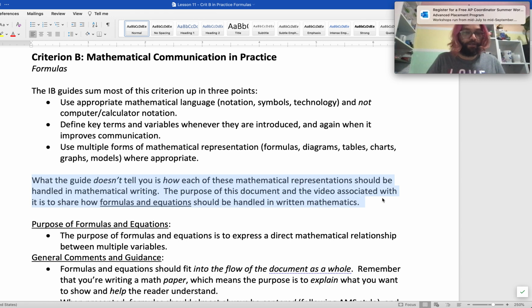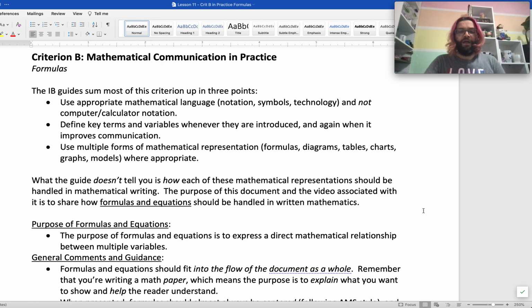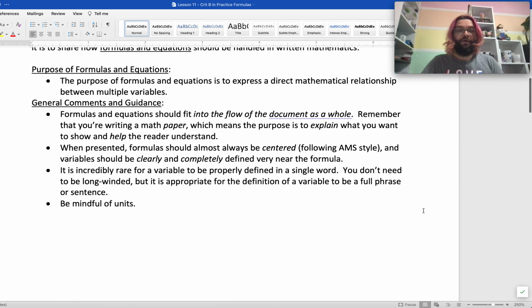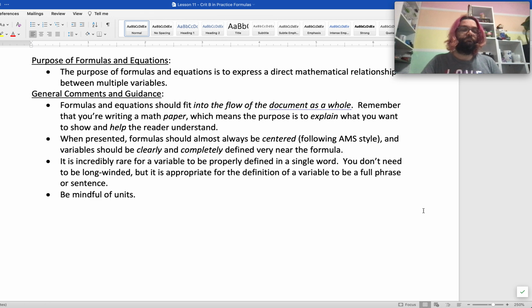handled in mathematical writing. So the purpose of this document and the video associated with it is really for me to share with you how formulas and equations should be handled when you write them in math. And you've seen a number of these through the mini IAs that I've given you, but I wanted to cover this one and all the other forms explicitly. So first, the purpose of formulas and equations.